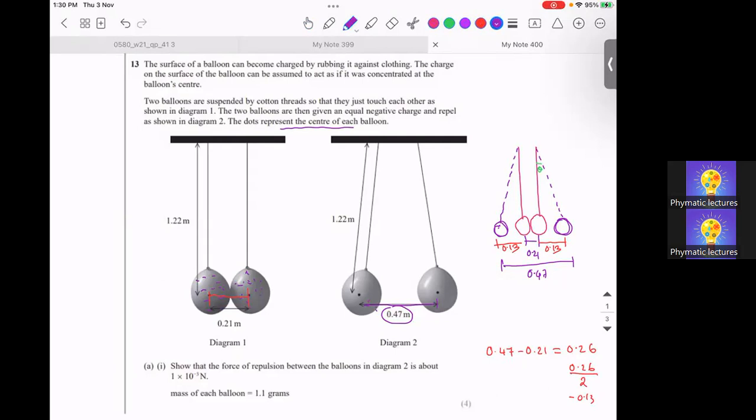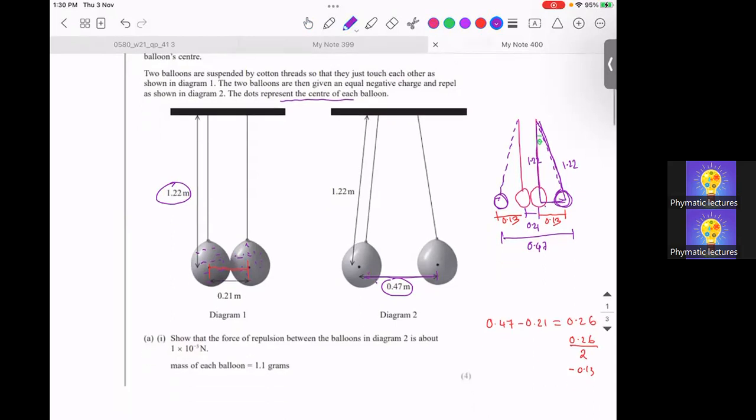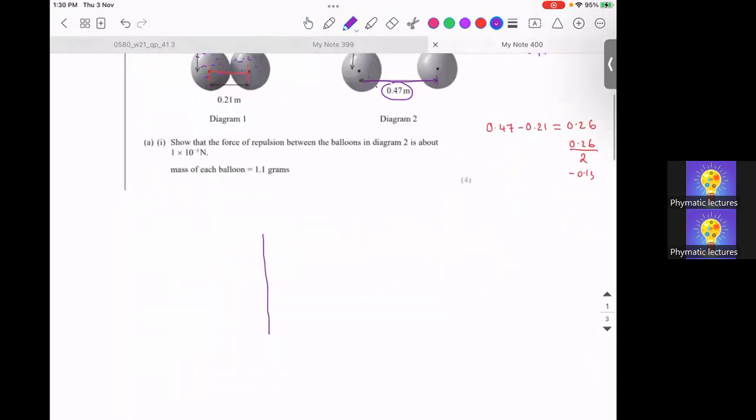Now we know that the length of this thread is 1.22. So that means even this distance is also 1.22. So we can find this shifting angle theta, correct? We can find it by considering this as a right angled triangle, such that this hypotenuse is 1.22, this is the angle of shift, and this opposite side is 0.13, correct?